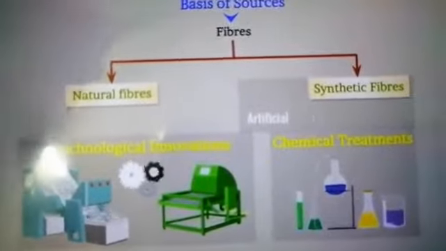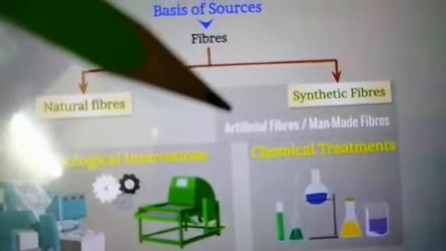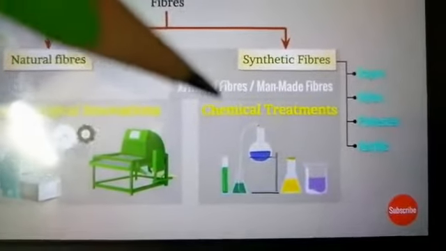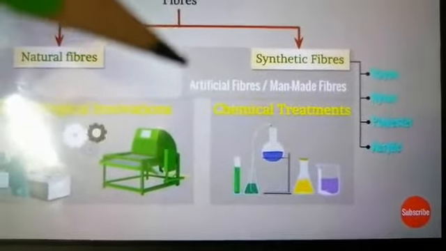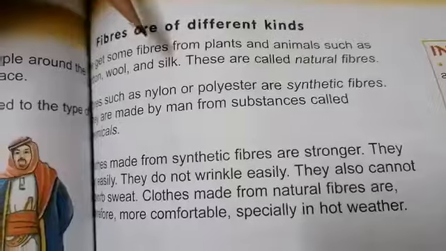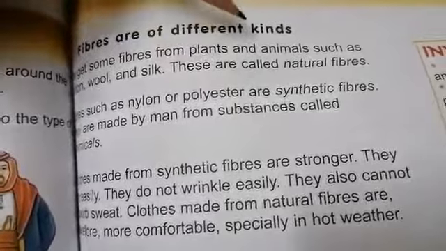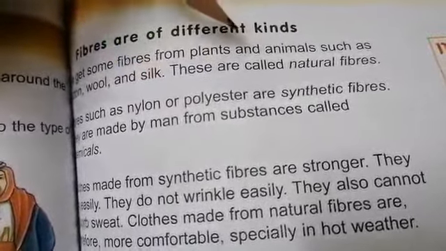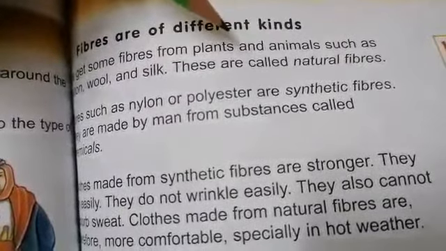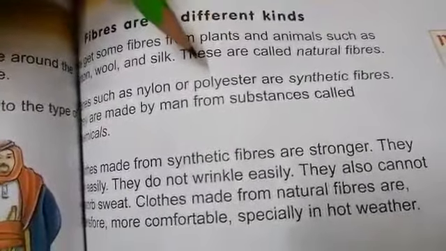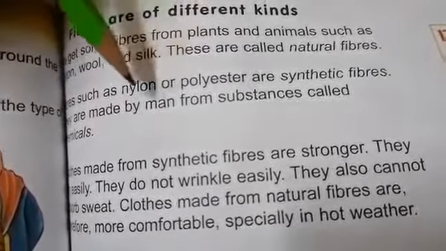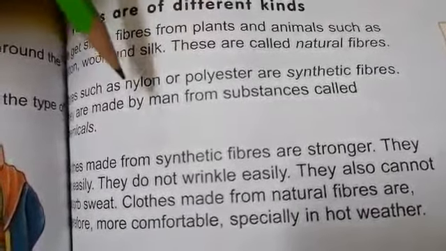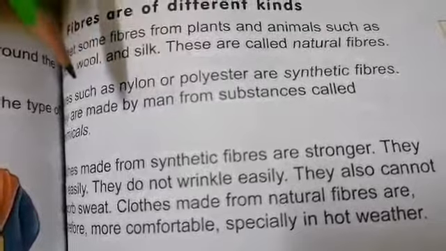Synthetic fibers are those that are man-made products or artificial fibers. Here you can see that rayon, nylon, polyester, acrylic, these are the synthetic fibers. Boys, now you got it. What are the natural fibers and what are the synthetic fibers? Basically, natural fibers are those fibers that are obtained from plant or animal materials, and synthetic fibers are those fibers that are obtained from man-made products like polyester, nylon, etc.